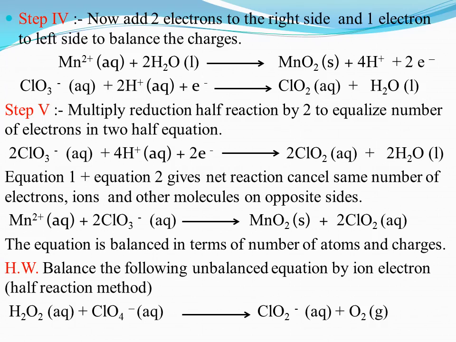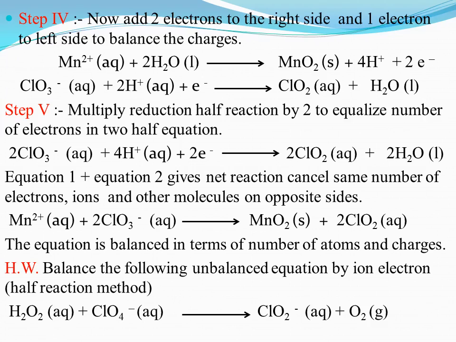In step 5, multiply the reduction half reaction by 2 to equalize the number of electrons. So the equation becomes 2ClO3- plus 4H+ plus 2 electrons gives 2ClO2 plus 2H2O. Equation 1 plus equation 2 gives the net reaction. Cancel the same number of electrons, ions and other molecules on opposite sides. So the equation becomes Mn2+ plus 2ClO3- gives MnO2 plus 2ClO2. This is the balanced reaction in terms of number of atoms and charges.